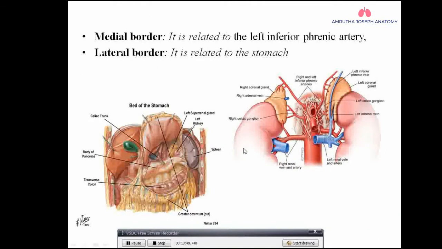Medial border is related to left inferior phrenic artery, branch of abdominal aorta. Lateral border is again related to the stomach. Your stomach has been raised up to show the gland and nearby structures like pancreas and the spleen.